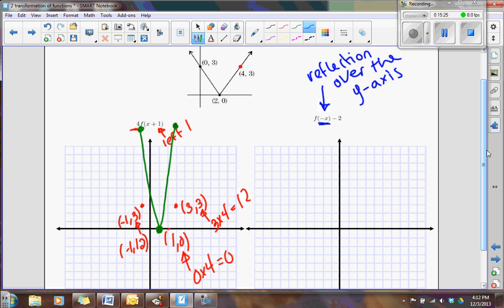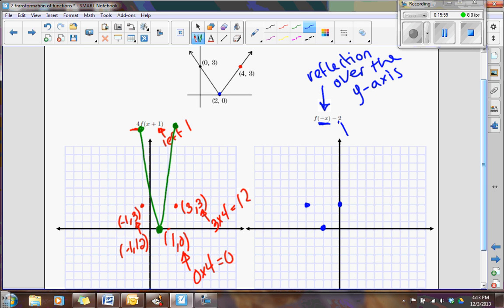So that point 0, 3, that's the y-intercept, is going to stay exactly where it is because it's already on the y-axis. The point 2, 0, instead of positive 2, 0, if you can imagine, we start here, we're going to reflect it over the y-axis, and we're going to be at negative 2, 0. And same thing with 4, 3. So if we start at 4, 3, that point is going to be reflected over the y-axis, and we'll be at negative 4, 3. So that takes care of the y-axis reflection.